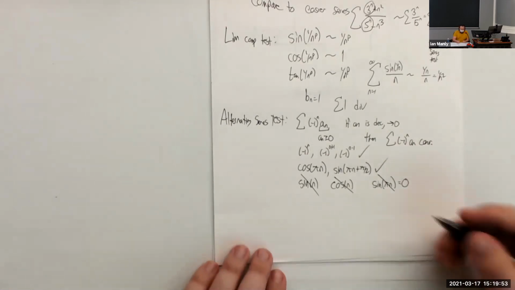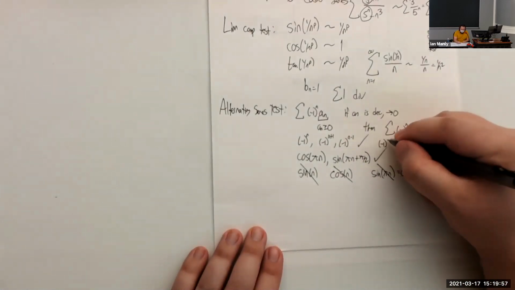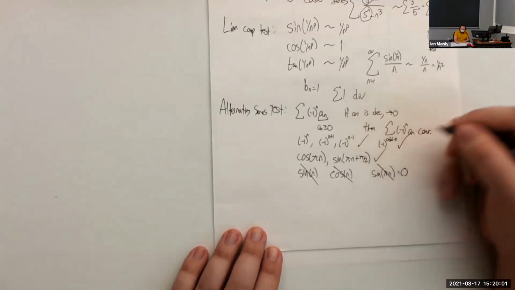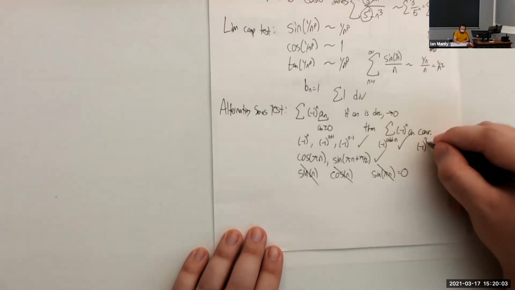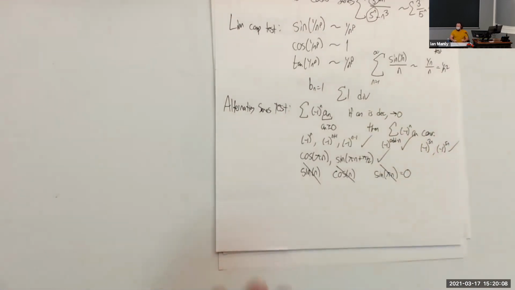And finally, another one that you don't see too often, but I guess I'll just say it anyways. -1 to an odd number times n, that's okay. So like -1 to the 3n, -1 to the 5n, those are all alternators there.